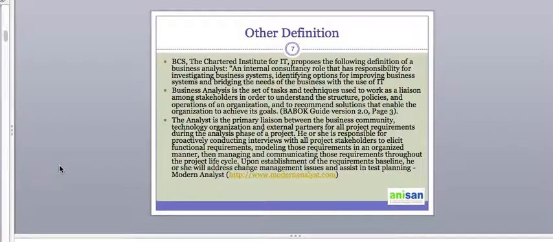Well, it is possible some of the solutions may not require IT, or some may require IT. But of course most of the solutions do require IT. So it's a limited definition, but it's a good definition actually. Investigating the business systems, that is what we have, identifying what we want, and basically bridging the gap between what we have and what we need with the use of IT.